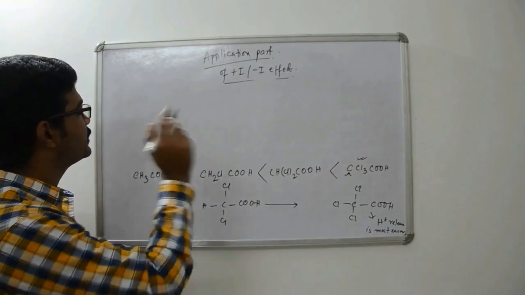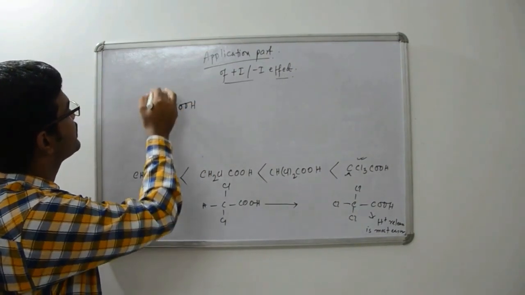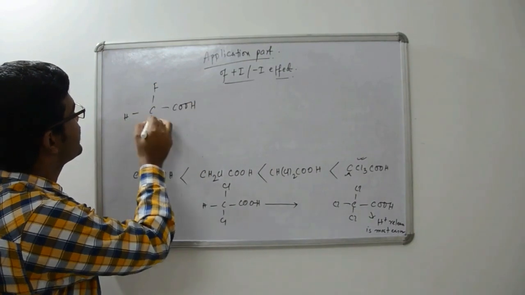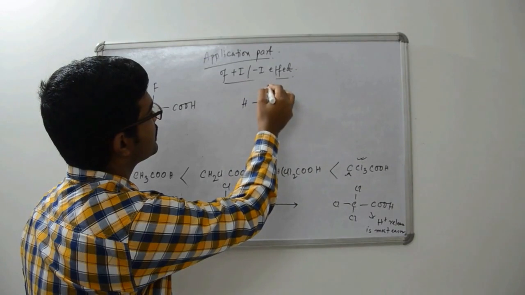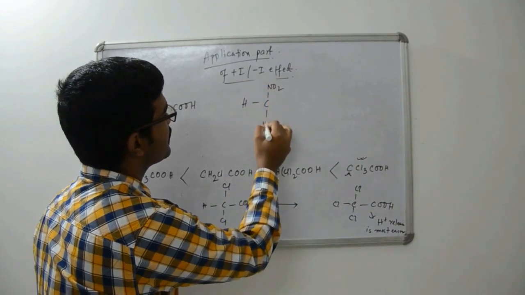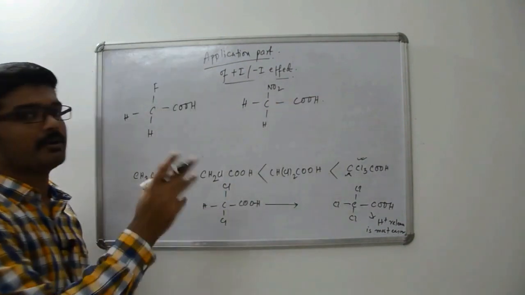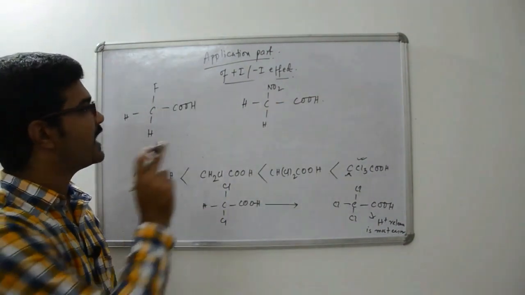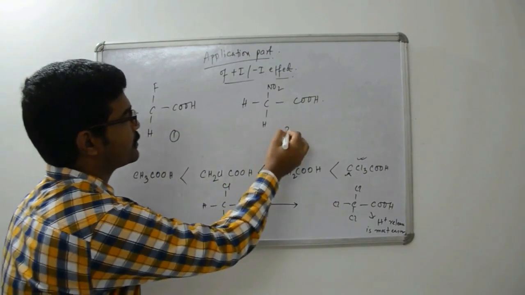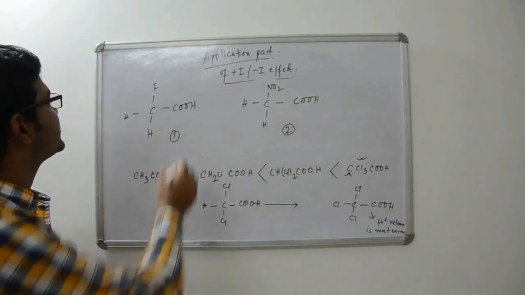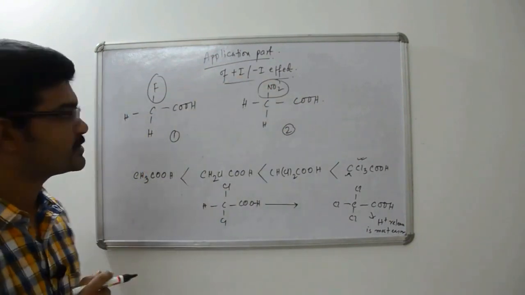If we consider, for example, 2 acids, which will be more acidic? So the acidity of these 2 acids will depend on the minus I effect of these attached groups.